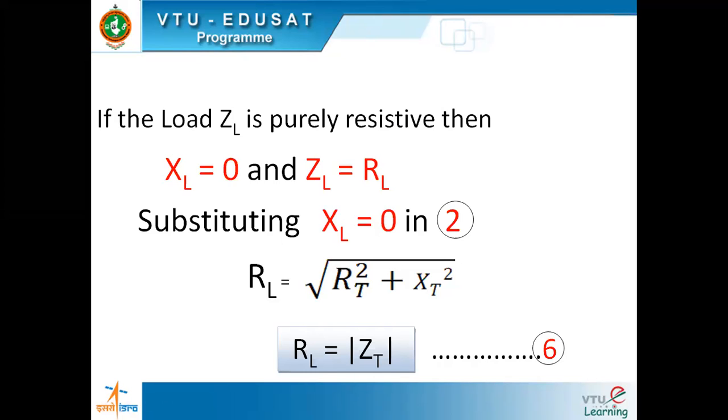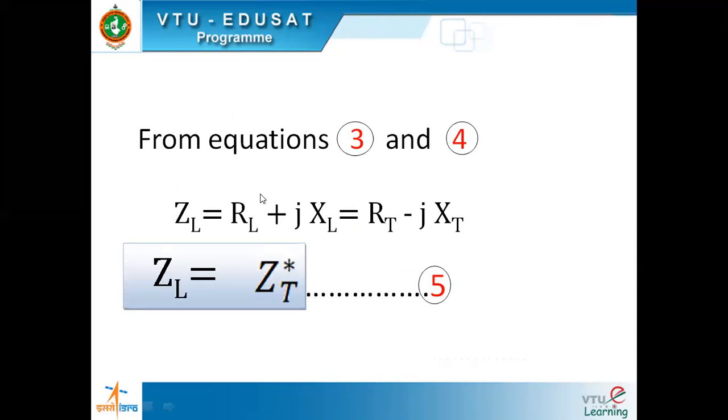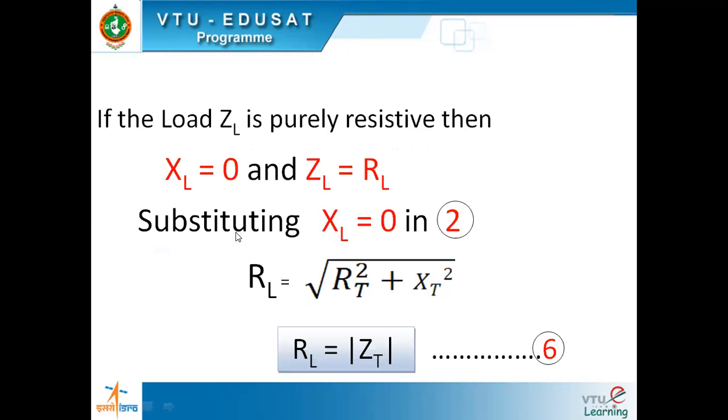Understand that? ZL is RL plus JXL. In that RL plus JXL, if you say ZL is purely resistive, it means the reactive part has to be 0. So when the reactive part becomes 0, what would this ZL be? ZL will be RL. I'll just show you that here. You have your ZL here, right? Suppose this ZL is purely resistive, which means XL has to be 0. So what would your ZL be? Your ZL would be RL. Understand that? That is what is being told here.